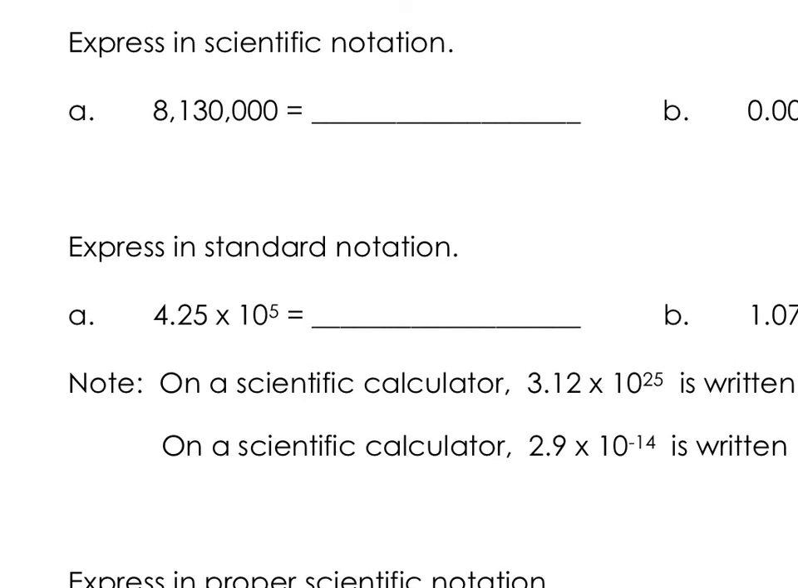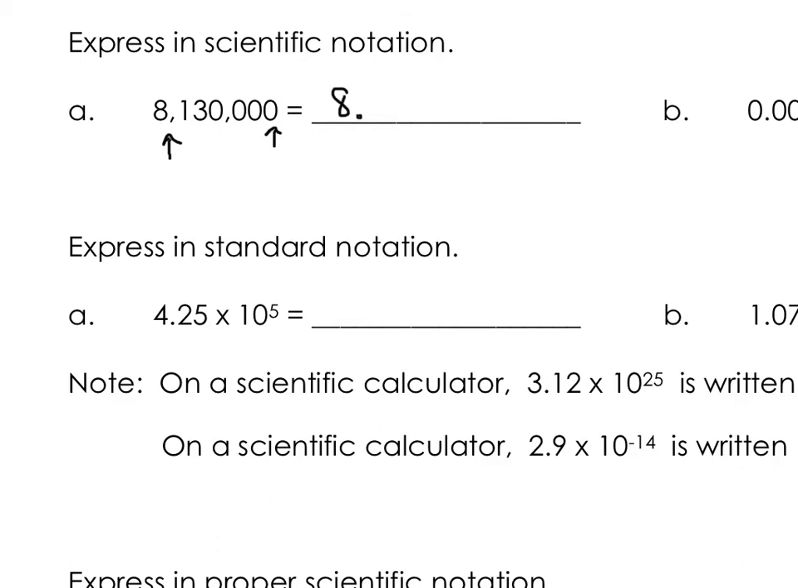Let's express these numbers in scientific notation. Where is the decimal currently in the number 8,130,000? Currently, it's to the right of the 0. It's not written, but it's understood to be there. Where do we have to move the decimal so that we have a number between 1 and 10? The only place that you can move the decimal and get a number that's between 1 and 10 is between the 8 and the 1.